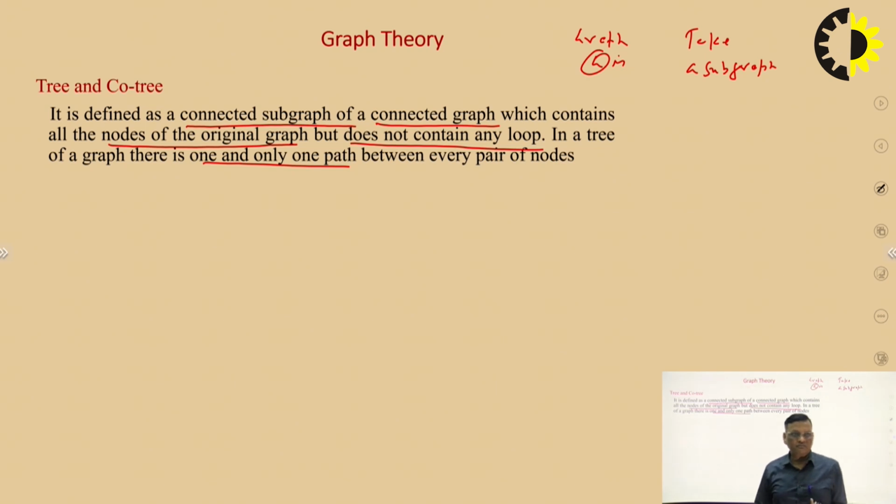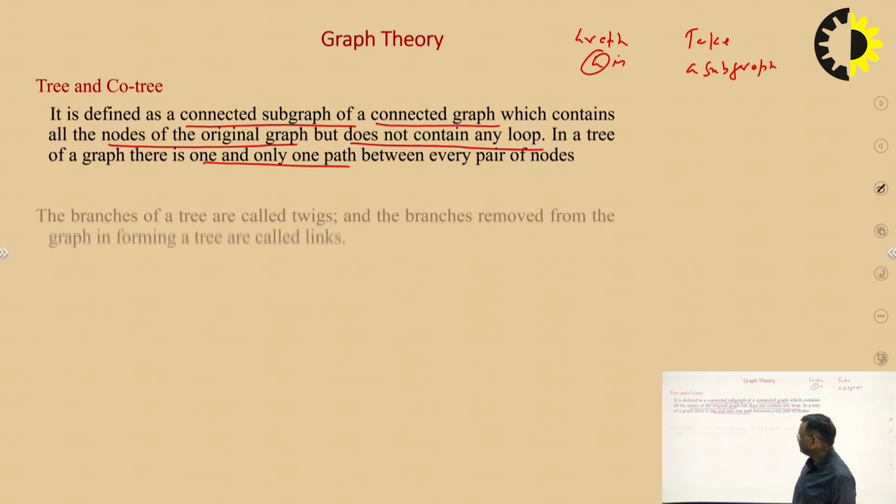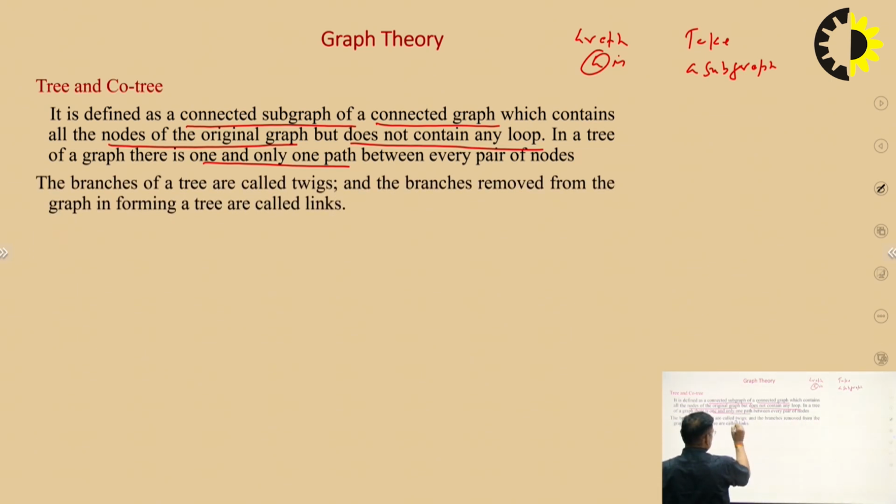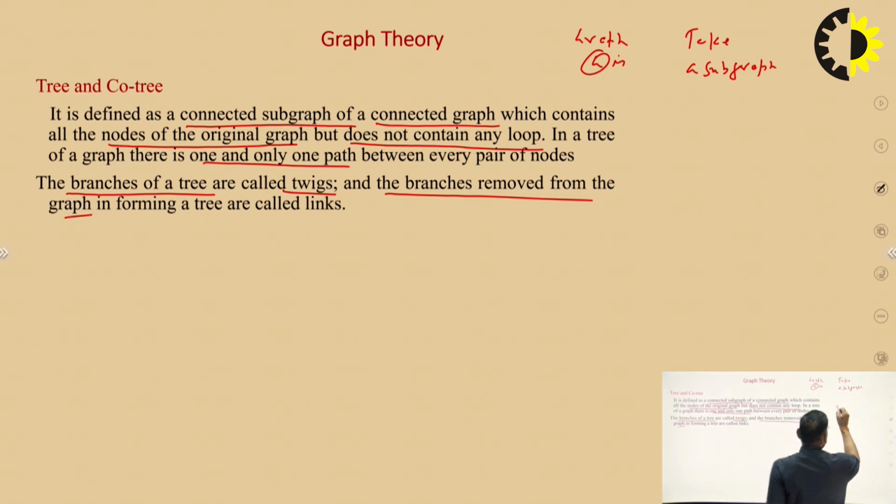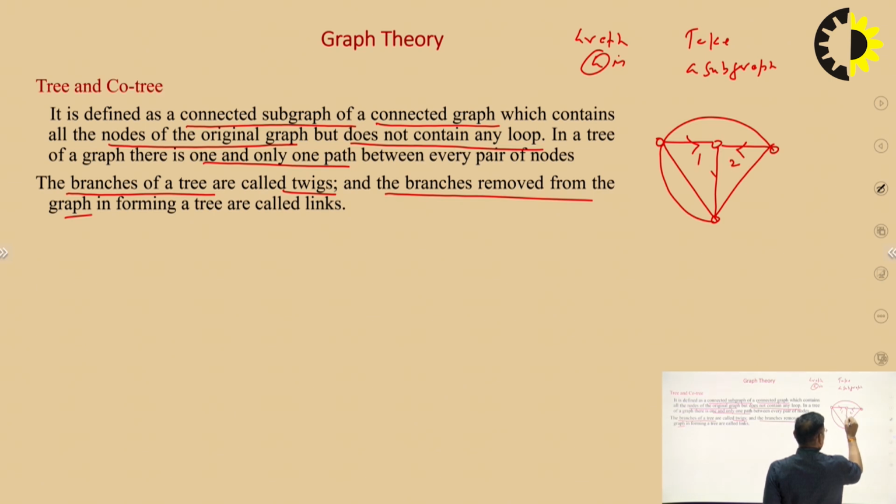We will see this later by doing some examples. Another term is twigs. A twig is a branch of a tree, and the remaining branches are removed from the graph in forming a tree. Suppose a graph is given. Suppose I am taking one graph. This is your graph, and these are the branches of the graph, numbered up to 6 and 7. This is the original graph G.